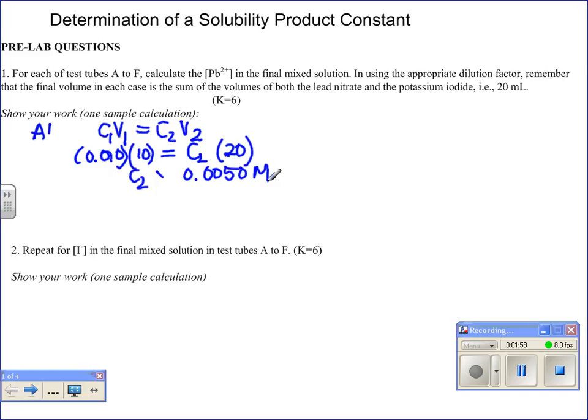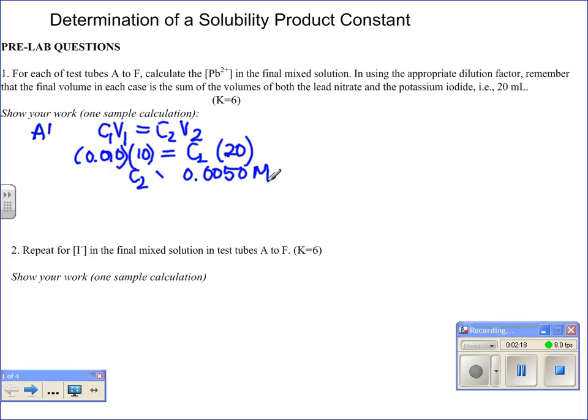Now, in a scenario where you have multiple calculations of the exact same type, it is appropriate to show one sample calculation and then put the rest of the values in a table, which is how it's set up in your pre-lab questions.